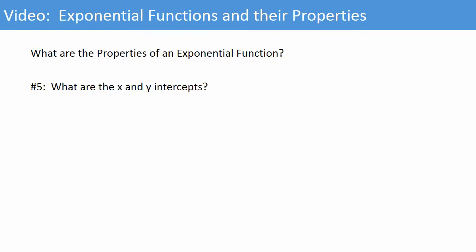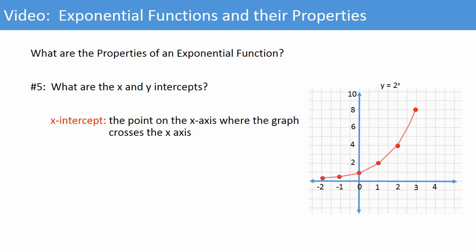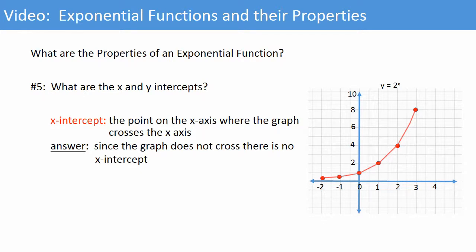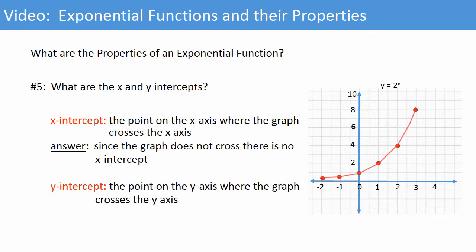What are the x and y intercepts? The x-intercept is the point on the x-axis where the graph crosses the x-axis. But since the graph does not cross the x-axis, there is no x-intercept. What about a y-intercept? The y-intercept is the point on the y-axis where the graph crosses the y-axis. And if we look closely, the y-intercept is equal to 1.